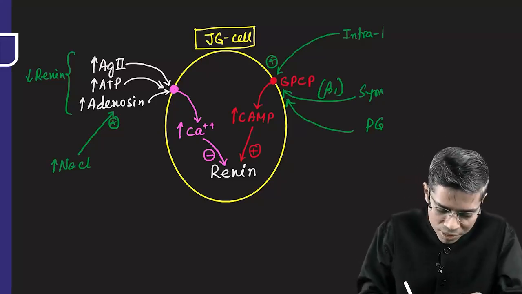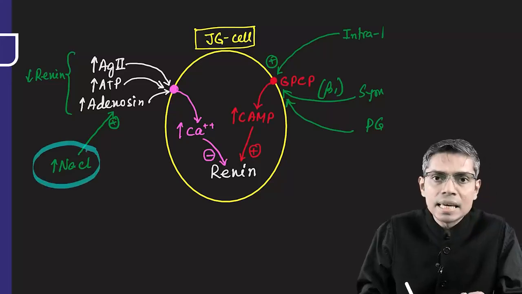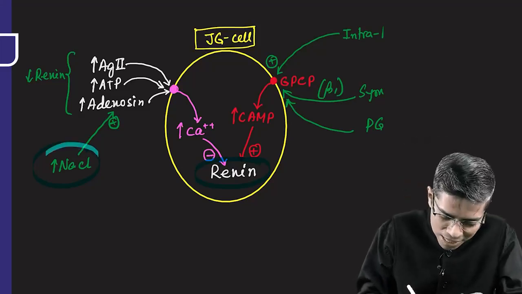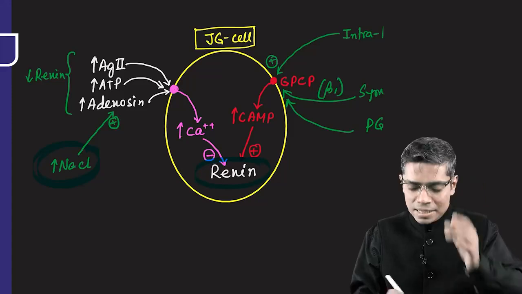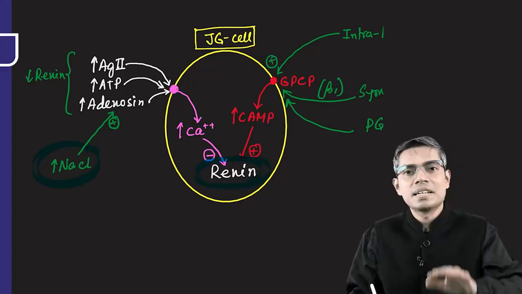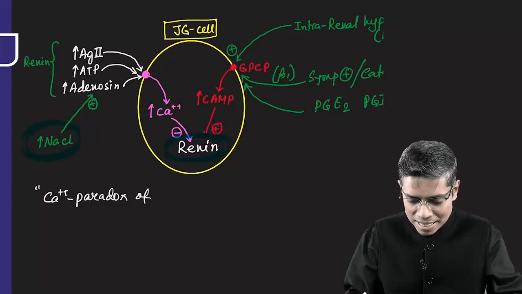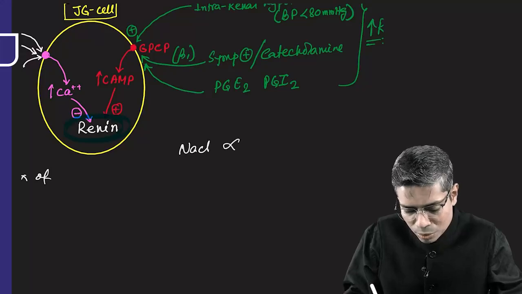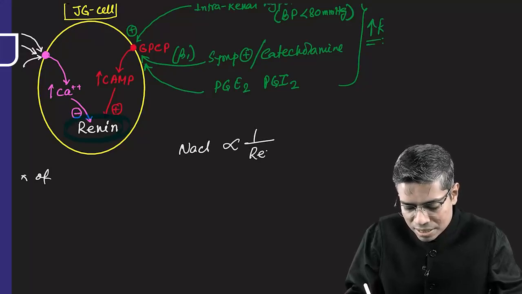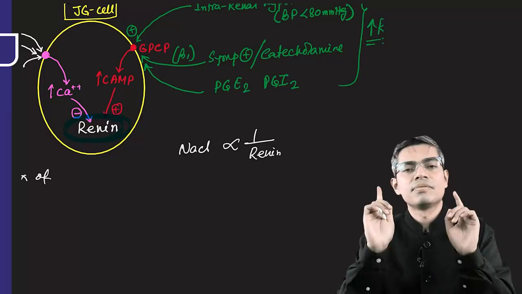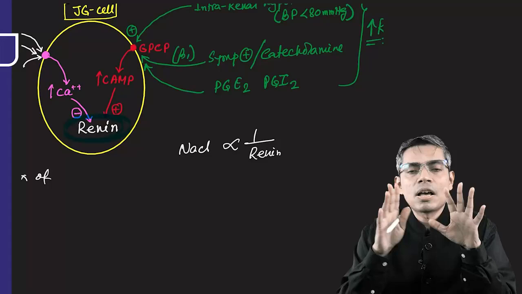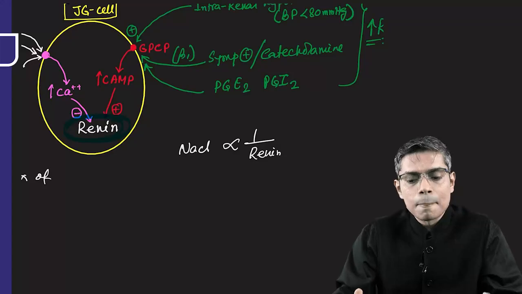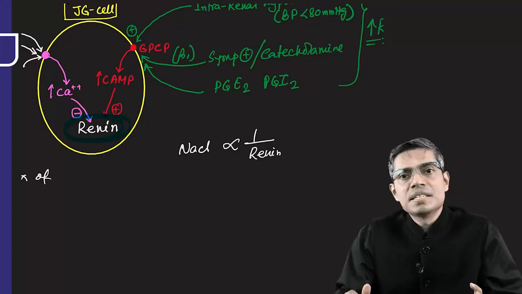So now if I ask you this question, this is an MCQ which has been asked in AIIMS PG: what is the relationship between luminal NaCl content and renin secretion? So whenever luminal NaCl content is rising, my renin secretion is decreasing. That's why we say that NaCl at the level of the lumen has an inverse relationship with renin secretion. Very, very important concept, clearly written in Ganong, so there should be no confusion here, right? So this is the mechanism by which the JG cell is working.